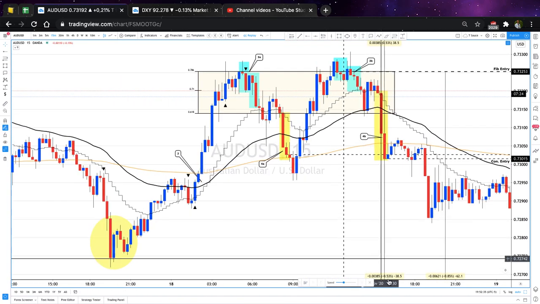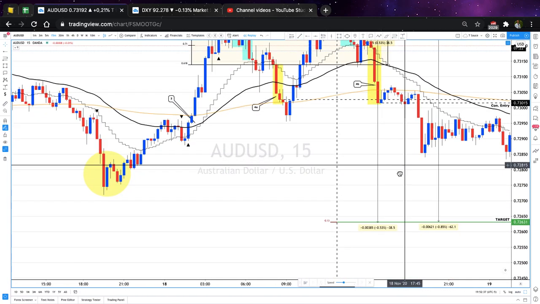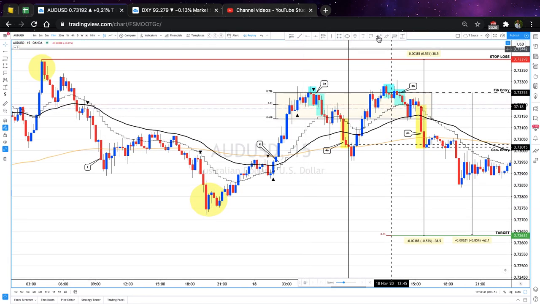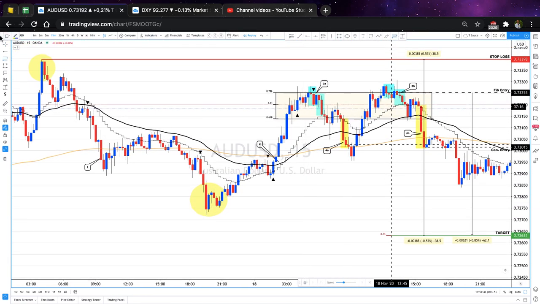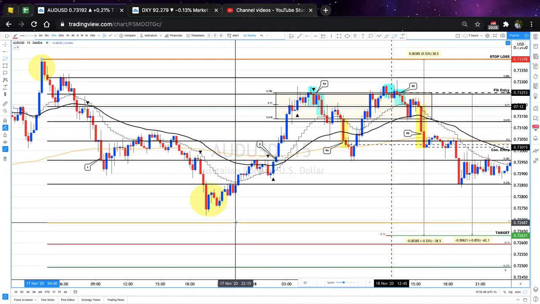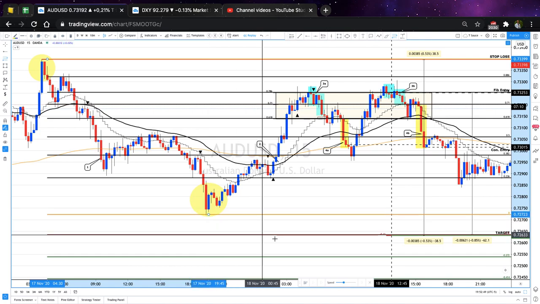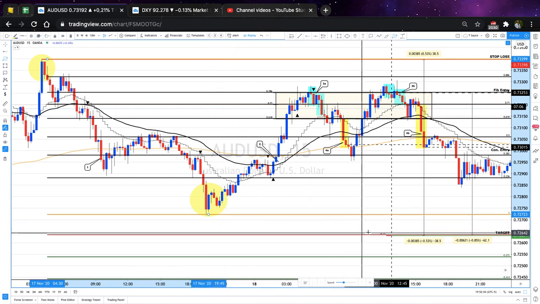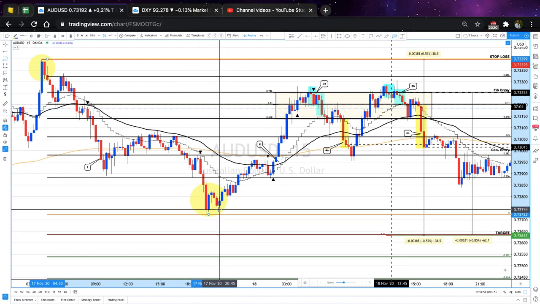Now, if you don't know what I mean by my -1.3 extension, all this is if I were to put a fib from the top of the trend to the bottom of the trend, okay, all this is an extension of 13% more than the extended zone.